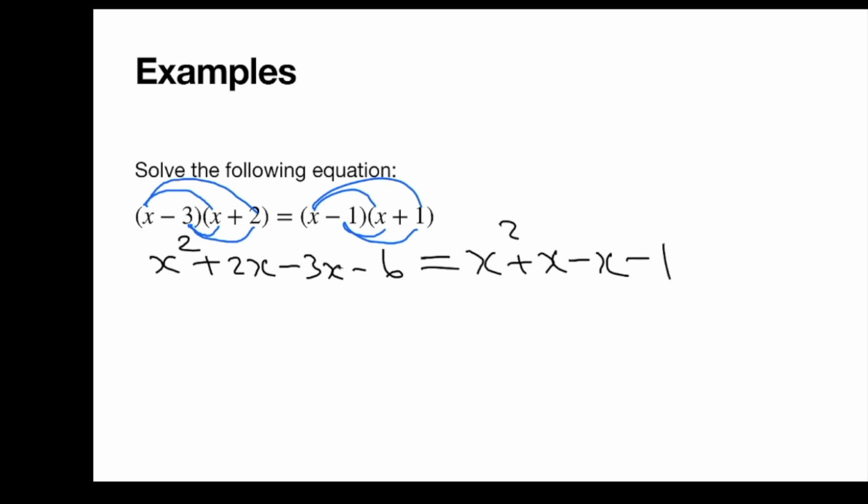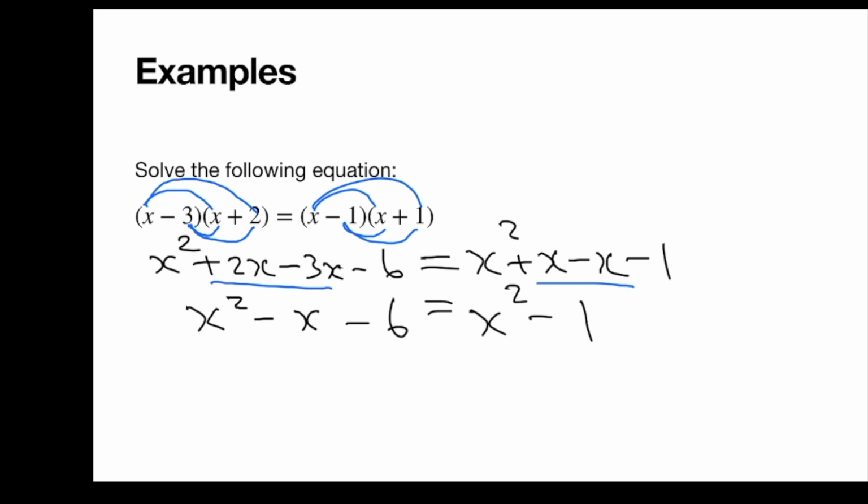Let us simplify. We can simplify first before we collect like terms. So for the left-hand side, these are our like terms. So simplify that. So we get x squared minus x minus 6 on the left-hand side. On the right-hand side, these two here are our like terms, and that will give us x squared minus 1.